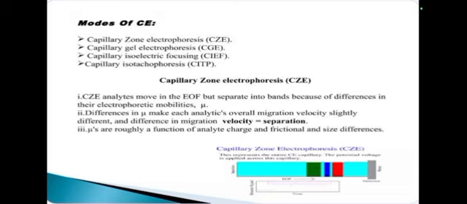First one, capillary zone electrophoresis. The analytes move in the electroosmotic flow but separate into bands because of differences in their electrophoretic mobility. This is the structure of capillary zone electrophoresis.